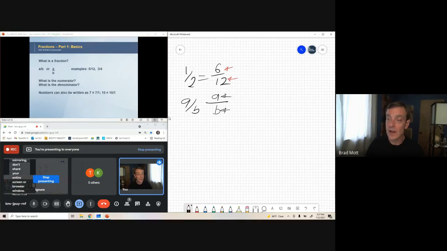You can write whole numbers as a fraction. 7 is the same as saying 7/1, just as the whole number 10 is the same as saying 10/1. And I will be using that next week. So just keep that factoid in the back of your mind.